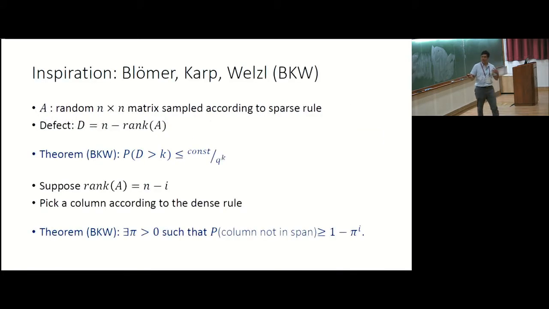And so the motivation for why we have chosen the algorithm the way we have comes from this paper of Bloemer and Karp, and maybe someone can tell me how to pronounce this name, otherwise I'll say Welsh. Okay. Where is it from? Maybe Germany, I don't know. Welzl. Okay, Welzl. Okay.